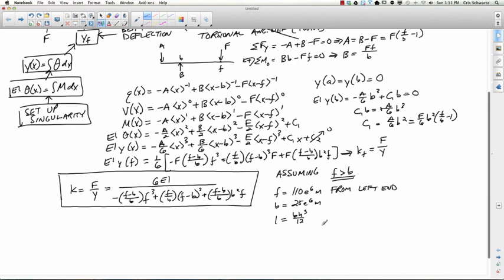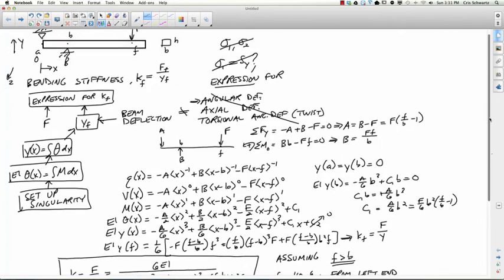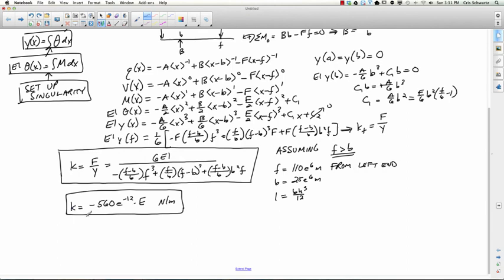So plugging in real values, we get a bending stiffness K at that point of minus 560 times 10 to the negative 12 times elastic modulus, and that's going to be in newtons per meter. That's for these given parameters. And so you realize, common sense wise, the stiffness of this cantilever beam is going to be greatly affected by what material you build it from. And in this case, it shows up very clearly in the stiffness expression.